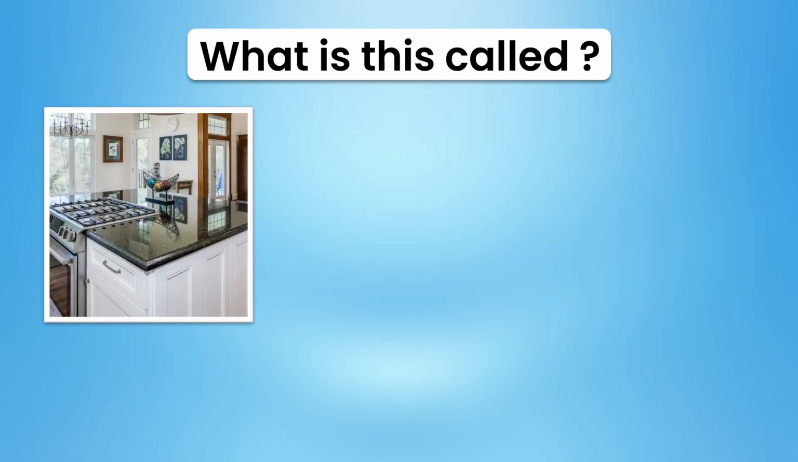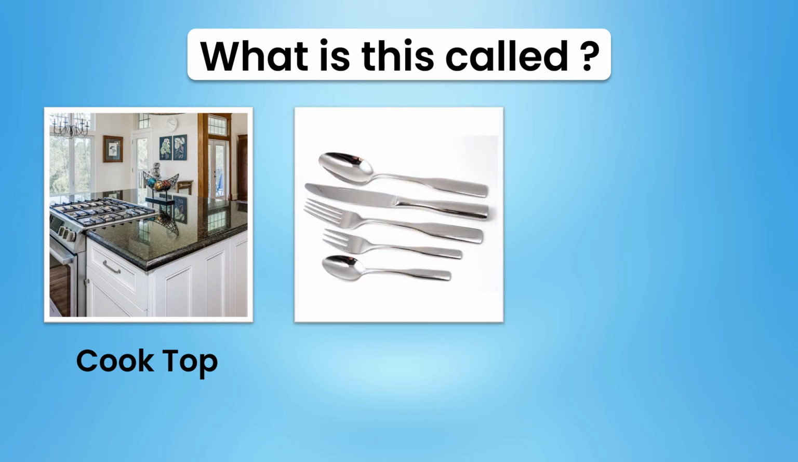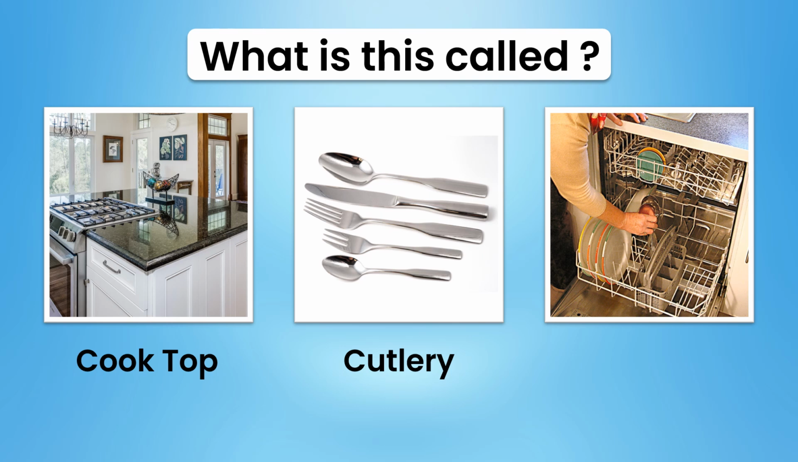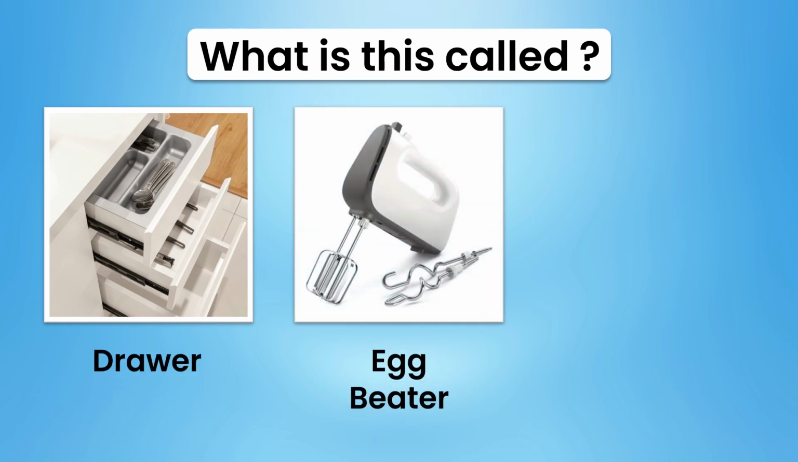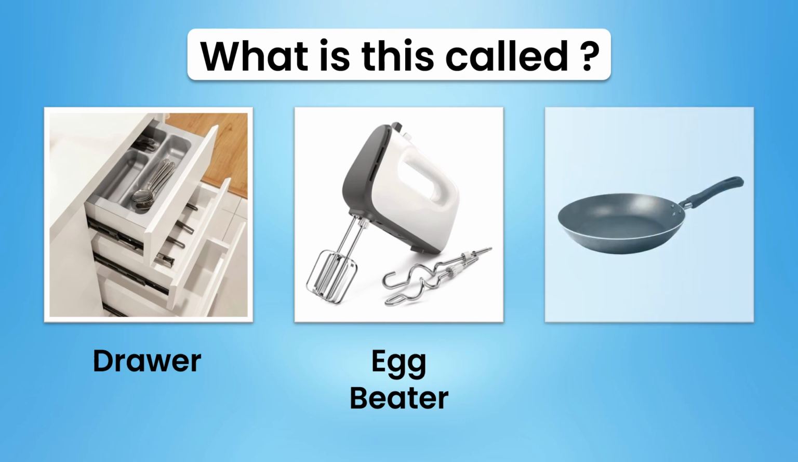What is this called? Cooktop. Cutlery. Dishwasher. What is this called? Drawer. Egg beater. Frying pan.